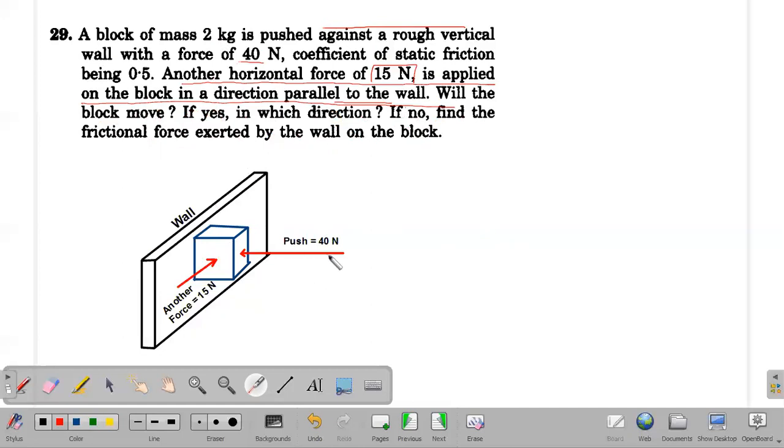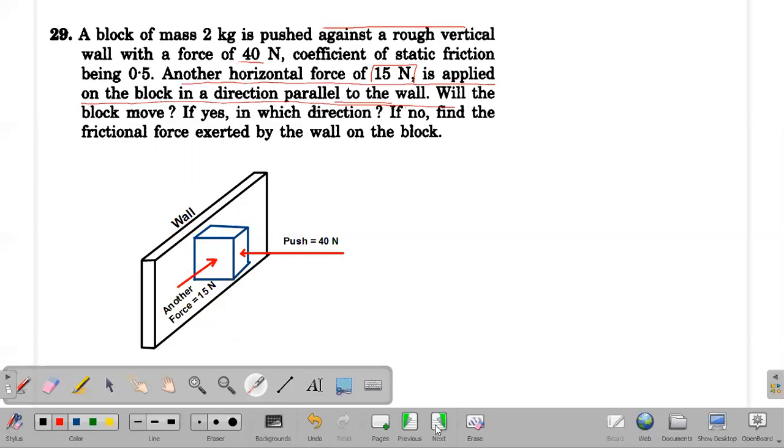So now the question is clear to us that two forces are simultaneously applied on this block. One is perpendicular to the wall and second one is parallel to the wall. They have magnitude of 40 Newton and 15 Newton. Apart from these two forces, I have not shown here, but a normal reaction force will appear from the wall and the force of gravity will also act in the downward direction.